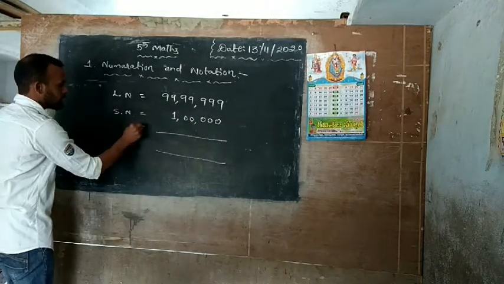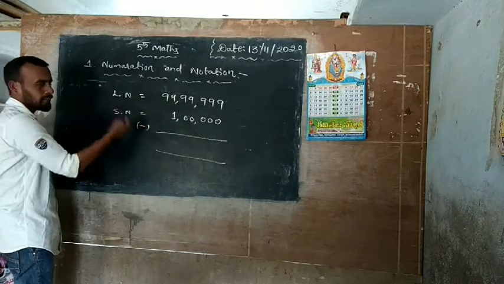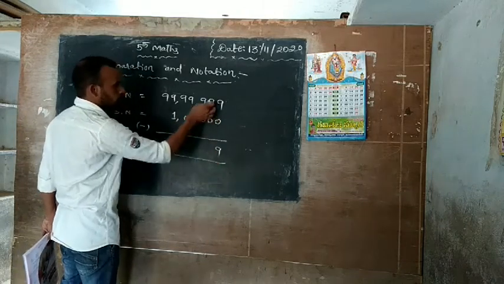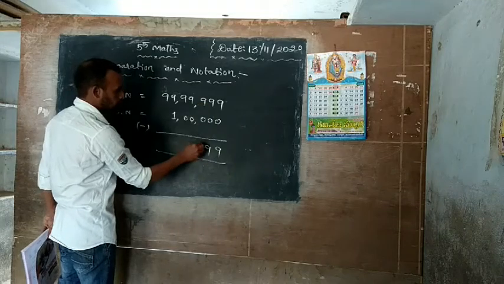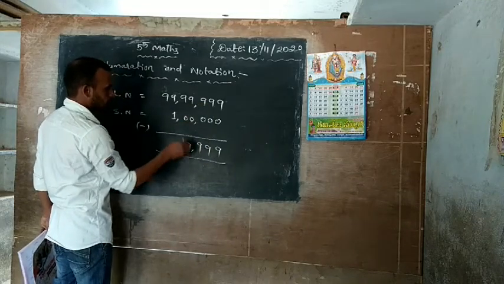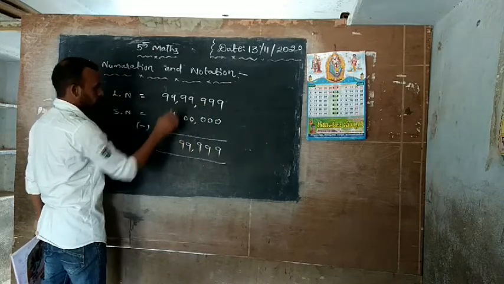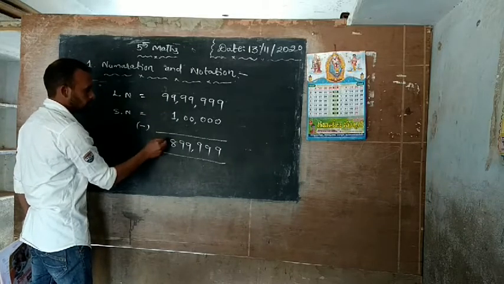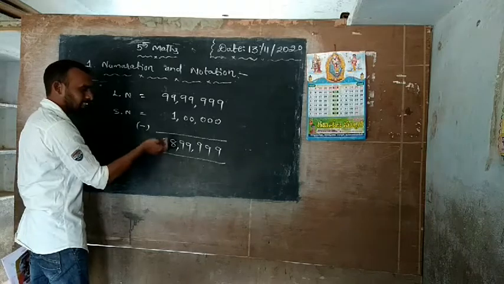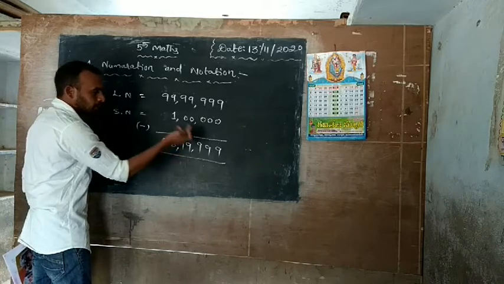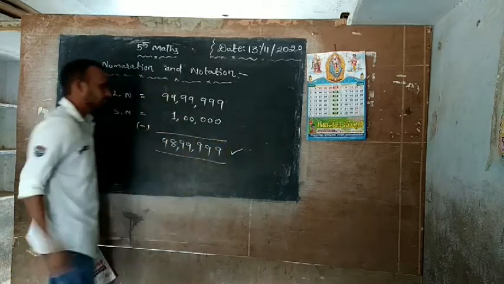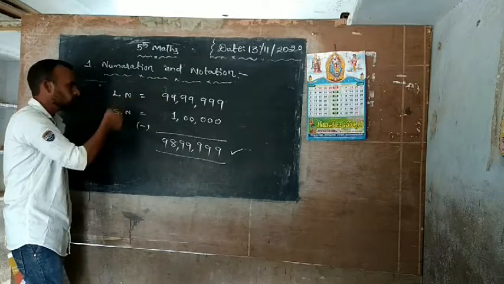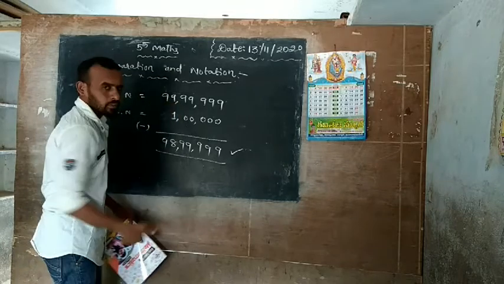What is asked here? Difference. Difference means subtraction. 0 from 9, 9. 0 from 9, 9. 0 from 9, 9. 1 from 9, 8. Here nothing is there, 0, so 0 from 9, 9 only. So 98 lakh 99,999. This is the difference between the largest 7-digit number and the smallest 6-digit number. Understand now? So write this down.